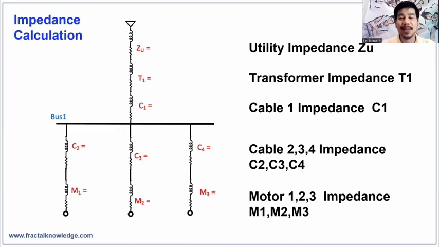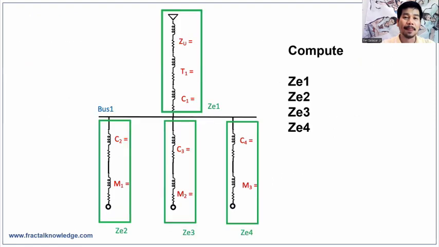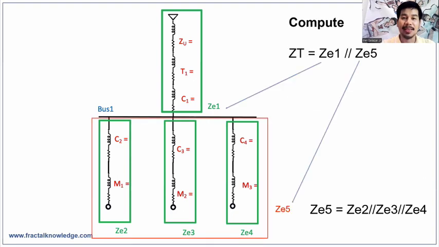I have here a simple impedance diagram of an electrical system. As shown are utility impedance ZU, transformer impedance T1, cable impedance Z1 to Z4, and motor impedances M1 to M3. You will compute for the following equivalent impedances, as you can see from your screen, Z equivalent 1 to Z equivalent 4. All equivalent impedances are in series. Use the series Excel formula.